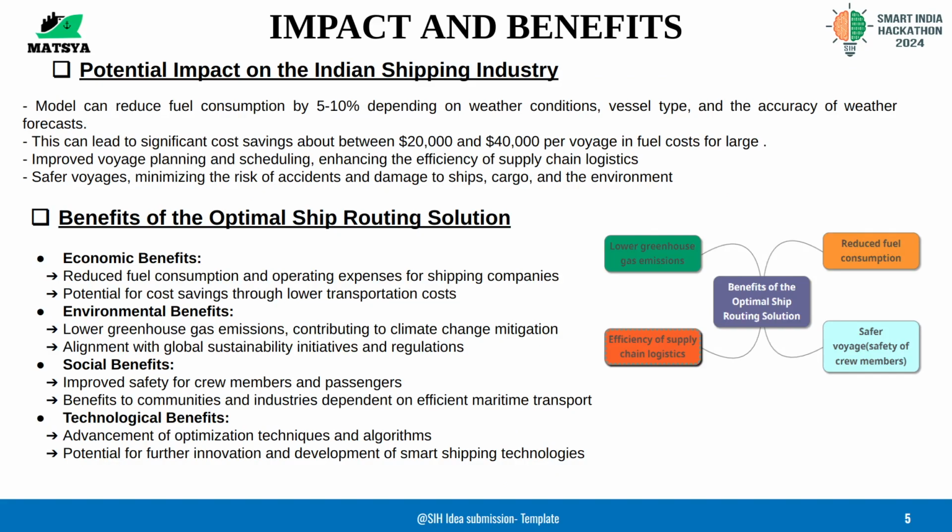The impact of such a solution that we can build is absolutely profound. This model, based upon our research and on similar models, can reduce fuel consumption by 5 to 10% depending on the weather conditions, vessel type, and accuracy of the weather forecasts, which can lead to around $20,000 to $40,000 of fuel costs saved in general. And we will also have safer voyages for the seafarers and our merchants. Then there are several benefits for such a solution.